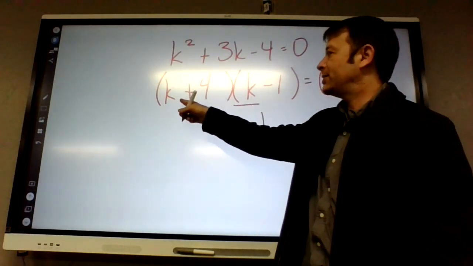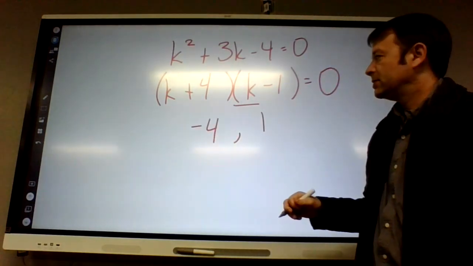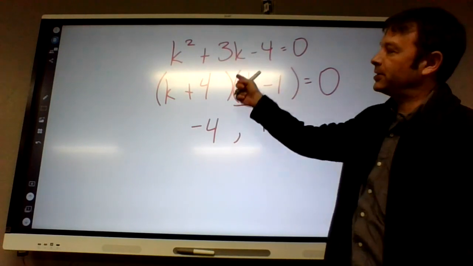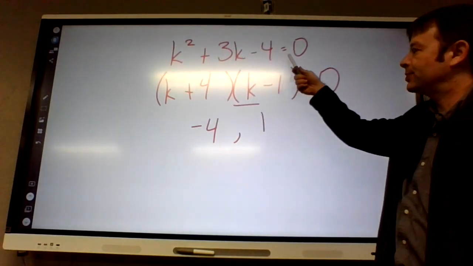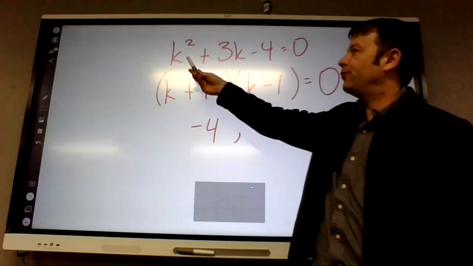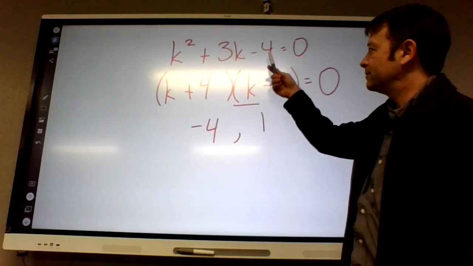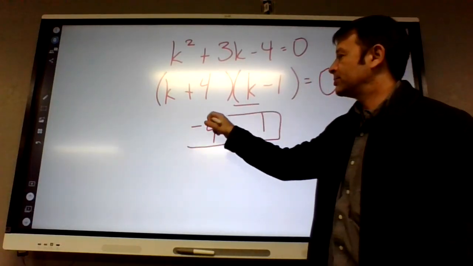What k value would make this equal 0? Negative 4. Guess how I could check my answer? Plug it in the original, not this one. 1 squared plus 3 times 1 minus 4 is 0. Negative 4 squared, 16. 3 times negative 4, negative 12. Minus 4 is 0. Anyway, they work. So this would be the solution.